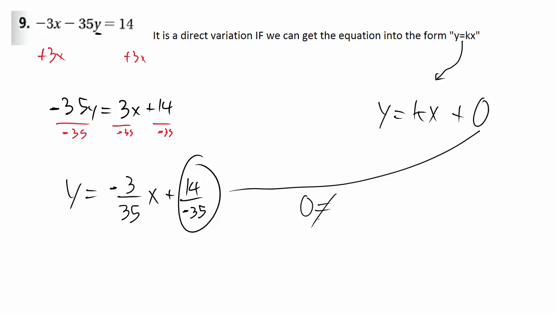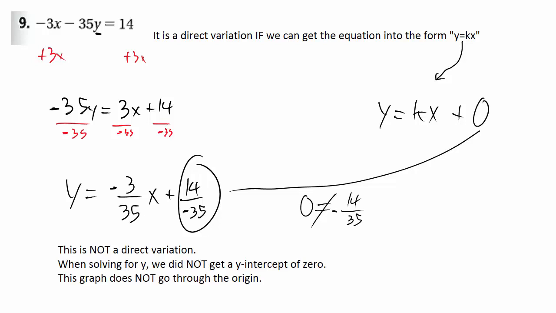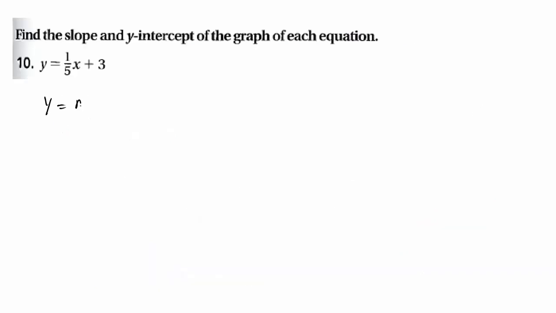I get y equals kx plus some stuff left over. So since the stuff left over, or the y-intercept, is not 0, this is not going to be a direct variation. This does not go through the origin. If you did try to graph this, the y-intercept would be just some negative number. Since it doesn't go through the origin, the y and the x are not proportional. They are not direct variations.